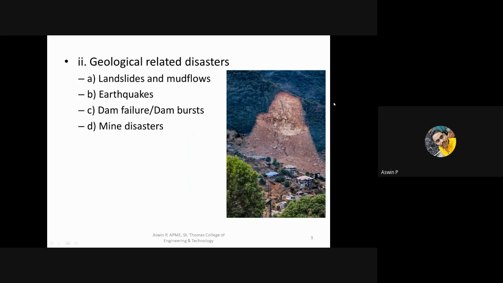This is completely a forest area, but due to some geological issue, the land slid down, and here you can see a lot of area. Compared with the houses, this is a multi-floor house, and compared with this one, the land that slid is very large, and due to that, we have lost a lot of lives.